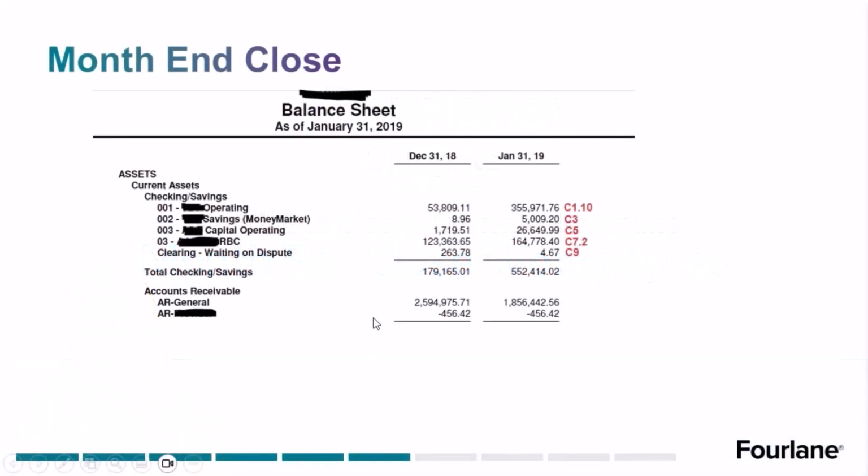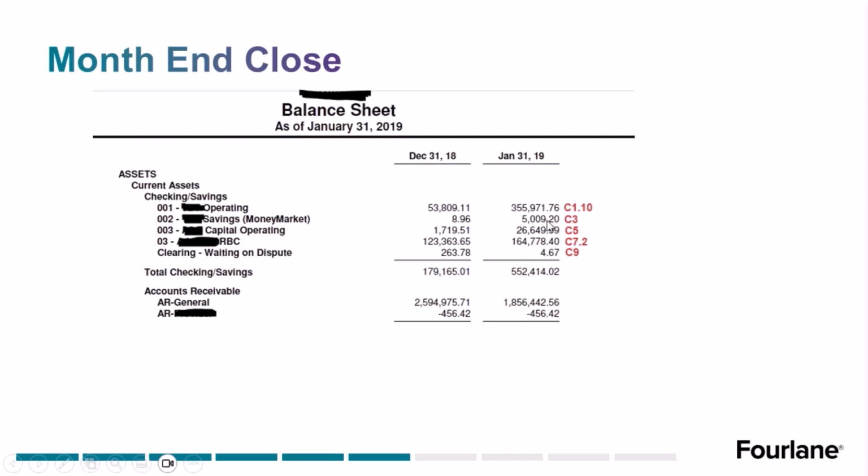So what we do when we're talking about work papers is we take the balance sheet and we add in substantiation for every amount that is on that balance sheet. And we literally cross-reference to where that goes. So here is my balance sheet. Here is my amount that is sitting in my operating account. And I am cross-referencing to another page down in my month-end close work papers. That is C1.1. So we come in, I see the 35,971.76.